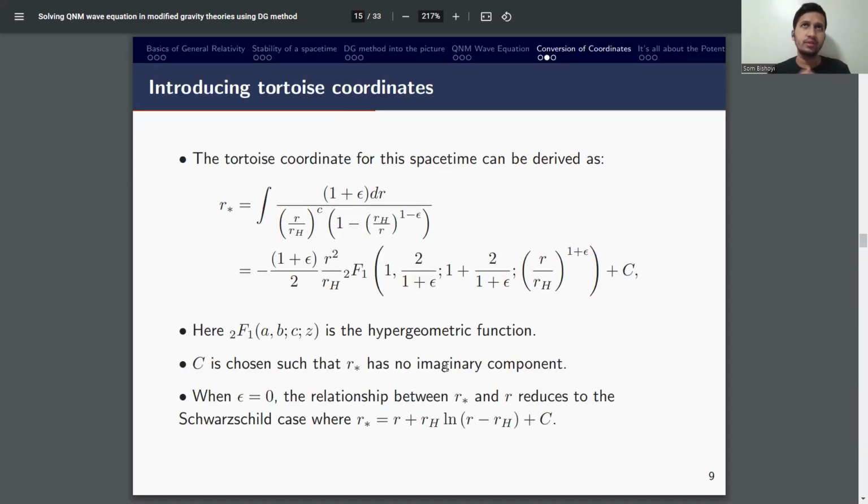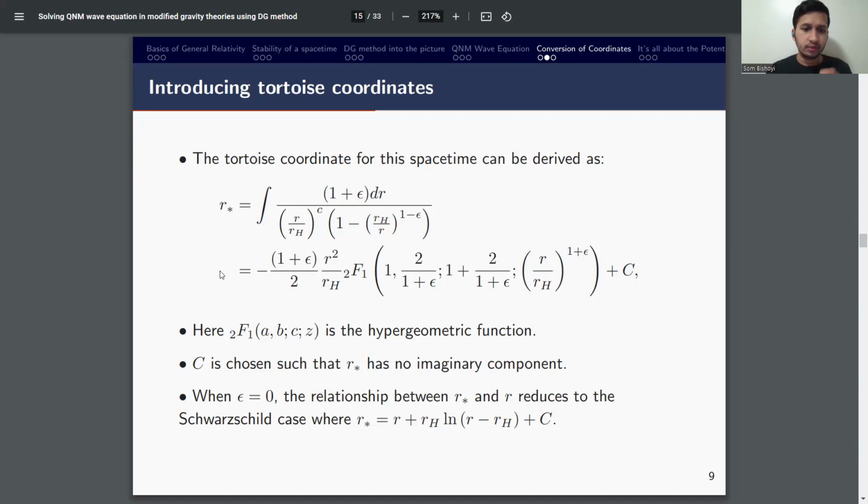So the conversion of coordinates is required. For example, like we saw in the PDE, the derivative operators are in terms of R star, but the potential is defined in terms of R. So when we come to numerically solve this equation, we want to make our grid in X, meaning R star, and convert R star to R and then form the potential there.